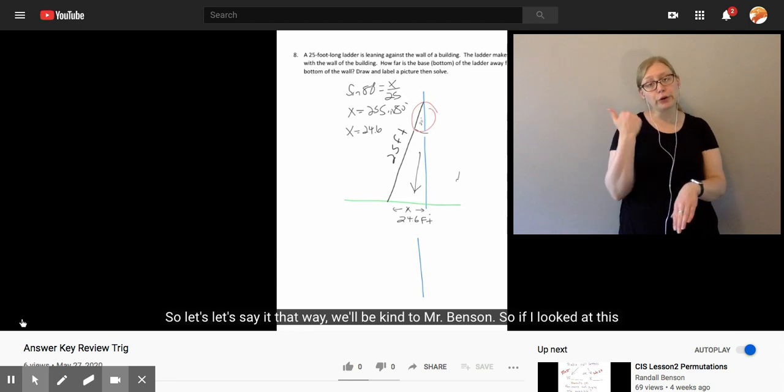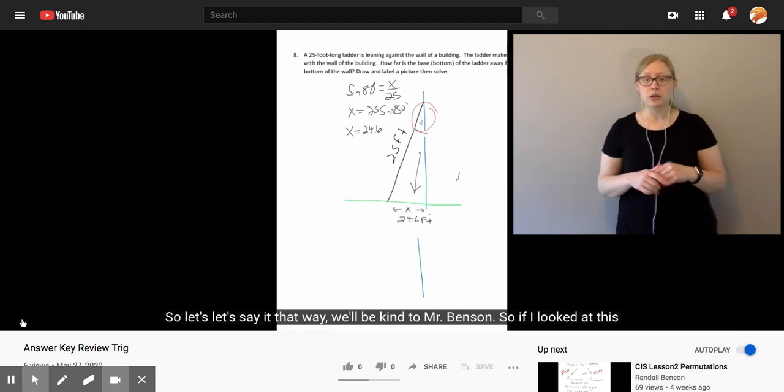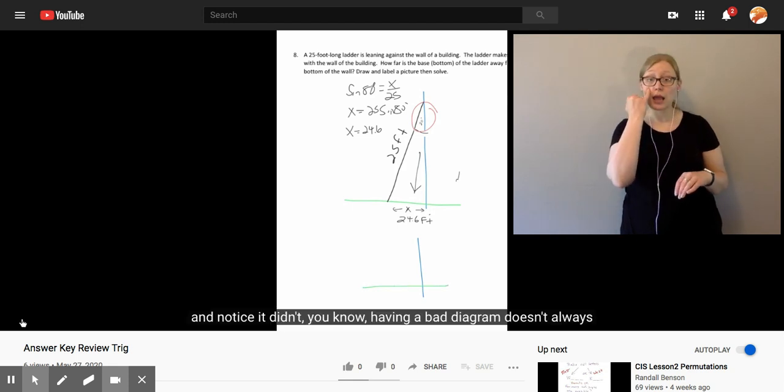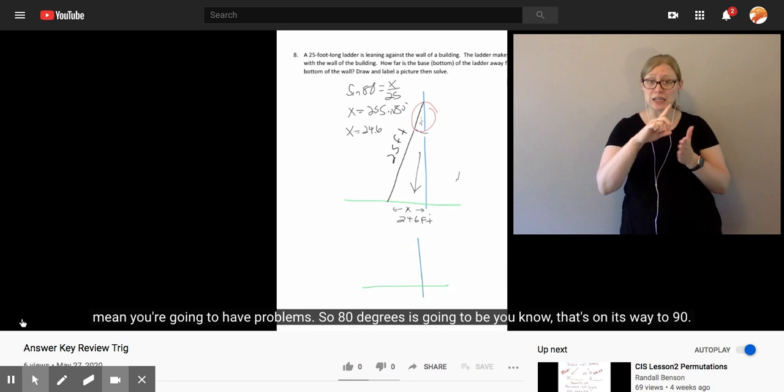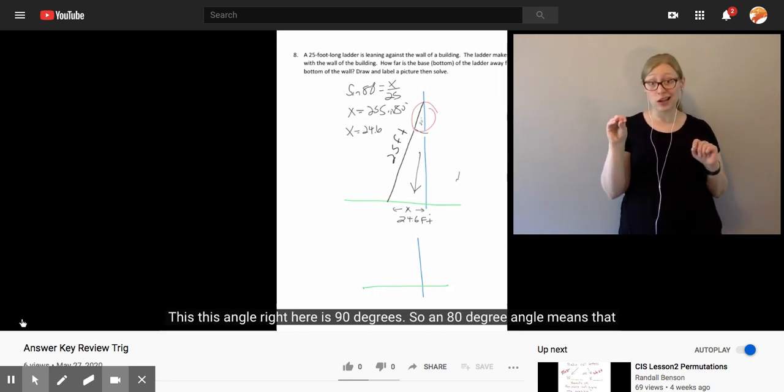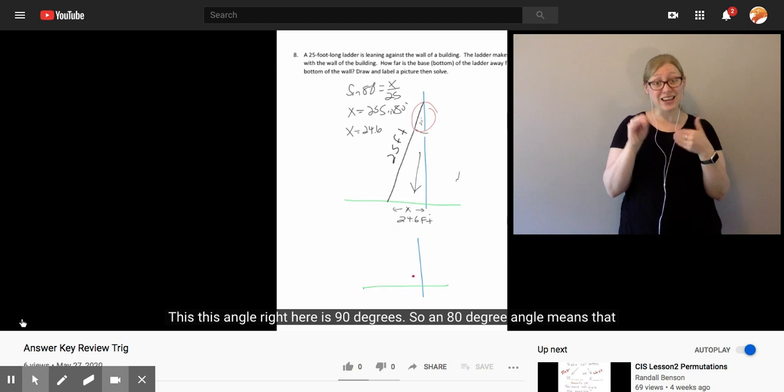So let's say it that way. We'll be kind to Mr. Benson. So if I looked at this, and notice, having a bad diagram doesn't always mean you're going to have problems. So 80 degrees is on its way to 90. This angle right here is 90 degrees.